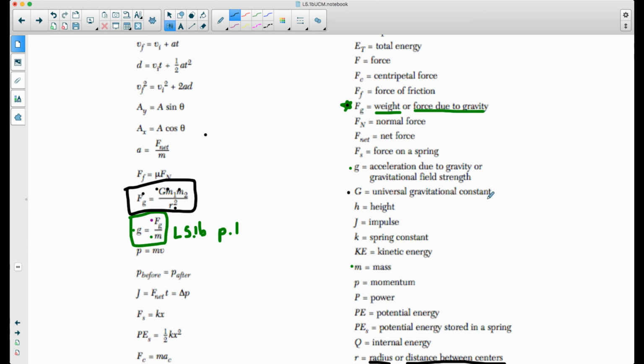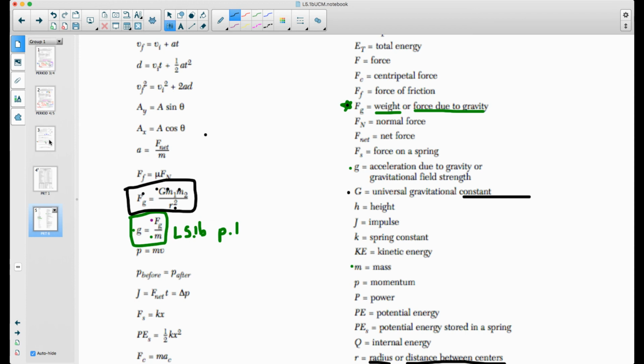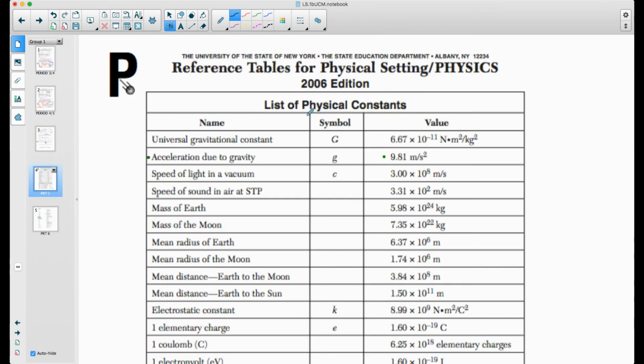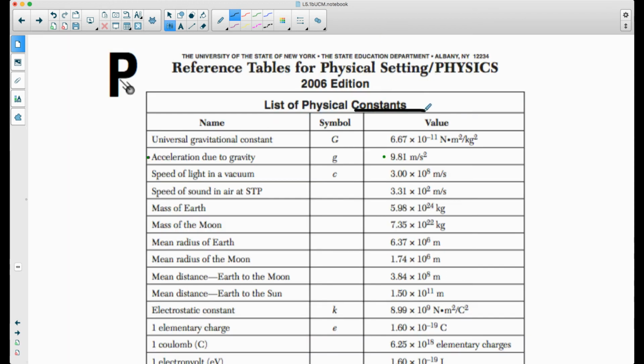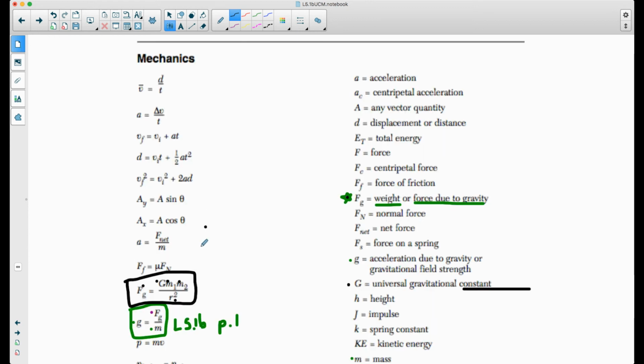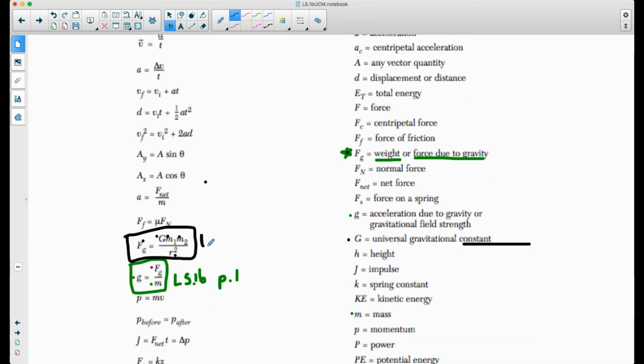universal gravitational constant. When you see the word constant, you go back to PRT 1 and you check out the list of physical constants. Big G is actually right here. Boom, first one. Universal gravitational constant. There it is, that funky number. We'll worry about that more later. Fortunately for you, we're only going to be dealing with letters. So this equation is going to be what we use on Lab 5.1b, page 2, question 7.